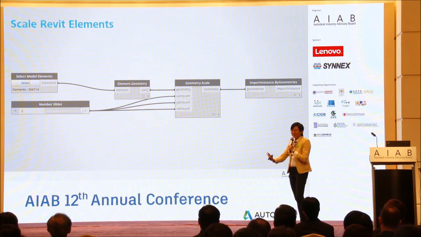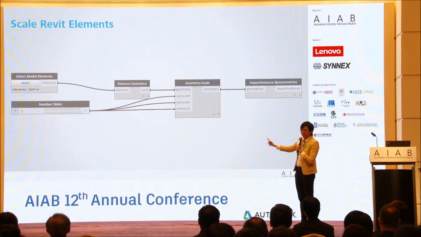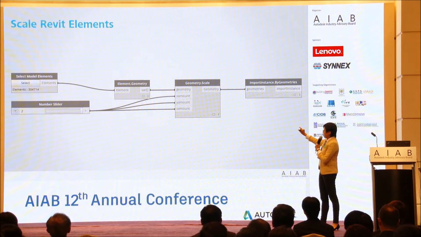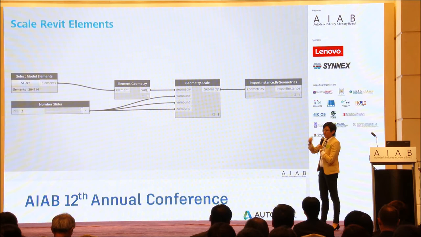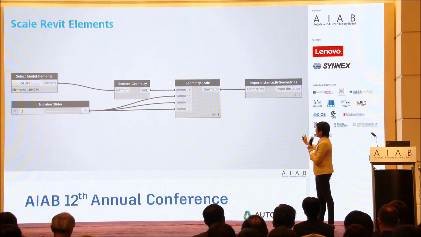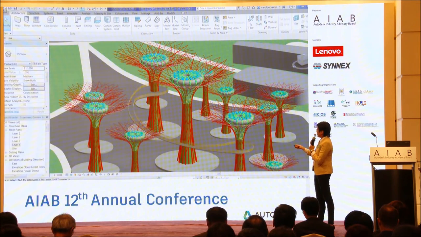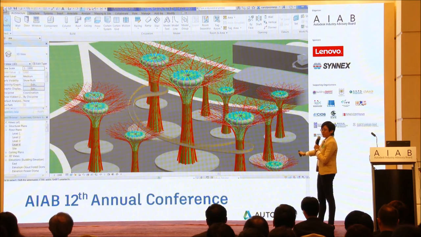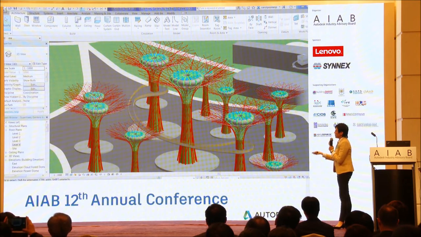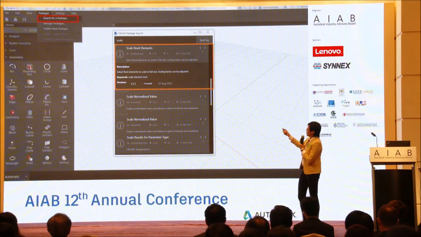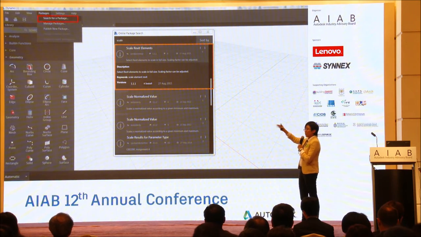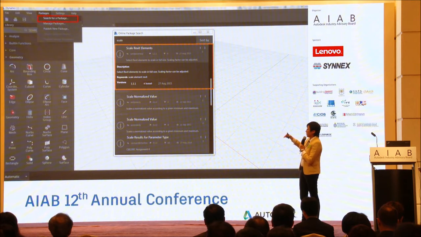But of course, that is not counting the time I spent studying Dynamo, but it is not so difficult because all these blocks are already default in the Dynamo library. So I just picked them, linked them together and formed a script. And then I got my result like this. Is it perfect? Actually, I think this is good. The script, which I called scale with the elements, I've uploaded to the package library so all of us can download the script and use it.